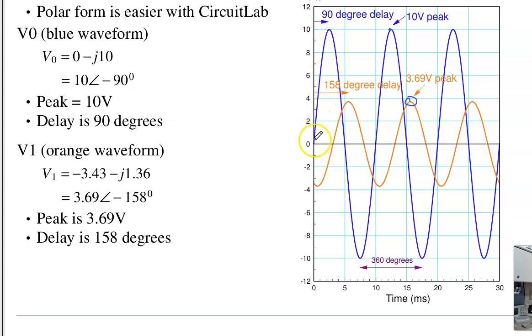let's see, this is t of 0. Here's the peak. That's your delay. The delay is this guy. It's almost half of 360, almost half of a cycle.